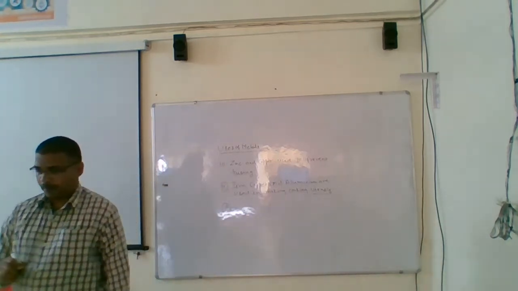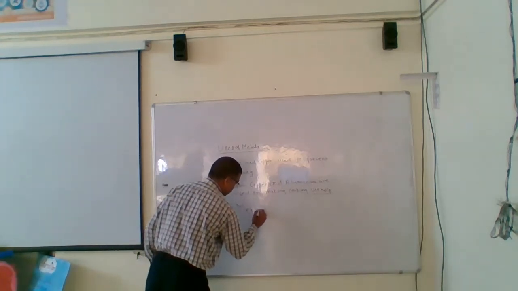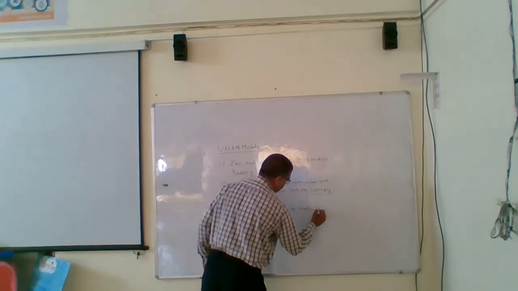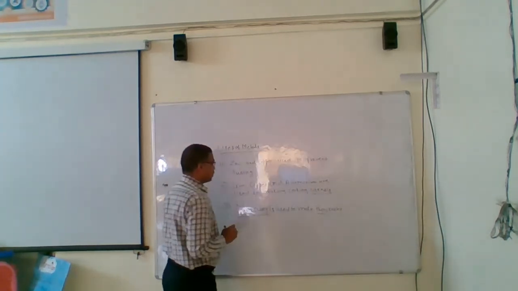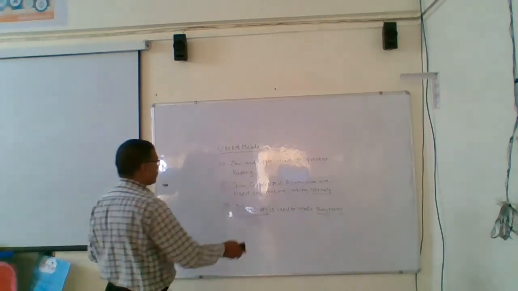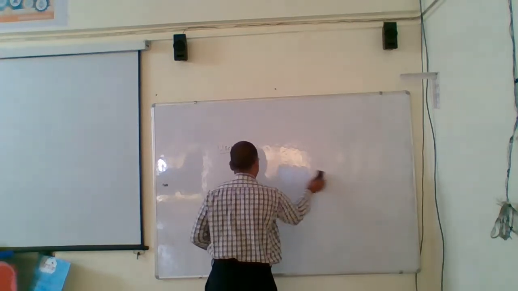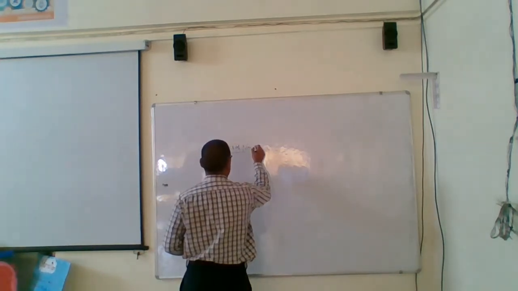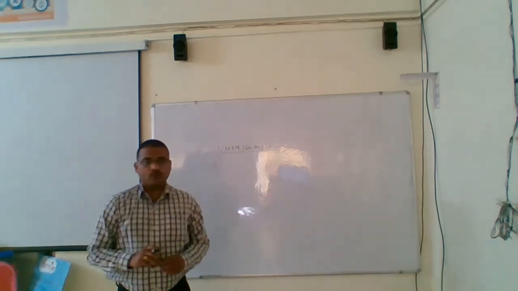Third, mercury is used to make thermometers. Mercury is used to make thermometers. These are some uses of metals. Also we are going to talk about uses of non-metals. We'll write down these uses. Uses of non-metals. Write down these points.